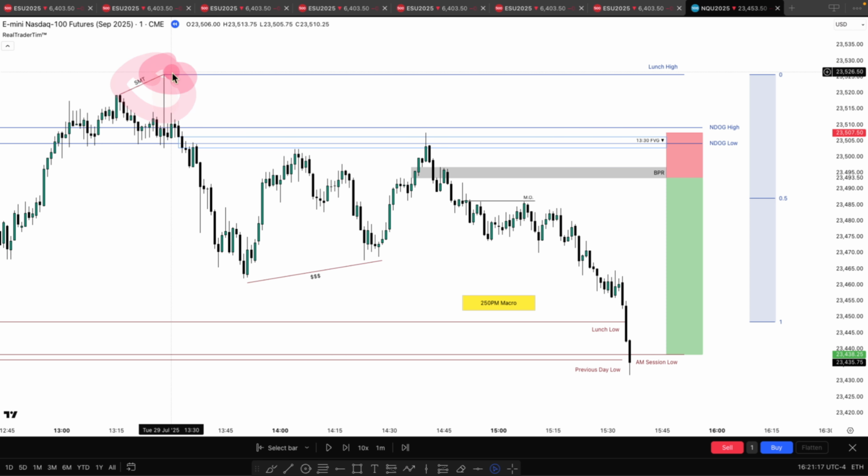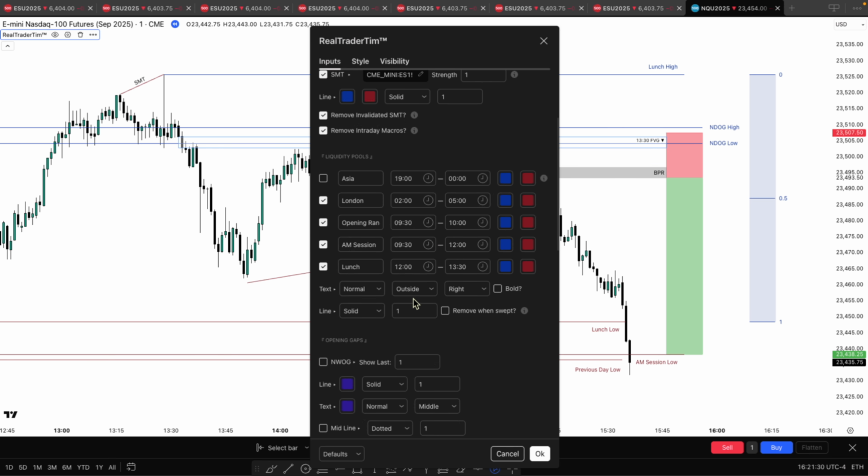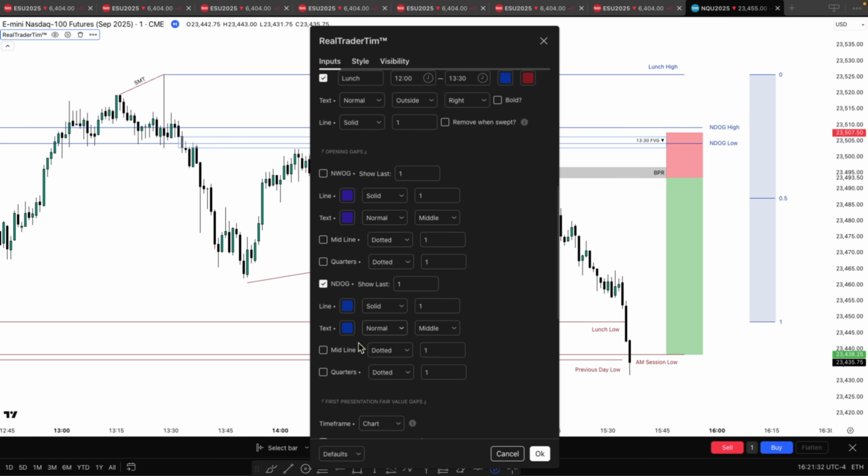And we want that bearish SMT to hold. Okay. Now, we obviously see this rejection right here, how price comes up into the 130 fair value gap and the new day opening gap. And really precisely, if we go on the new day opening gap, this is another cool feature of the indicator.